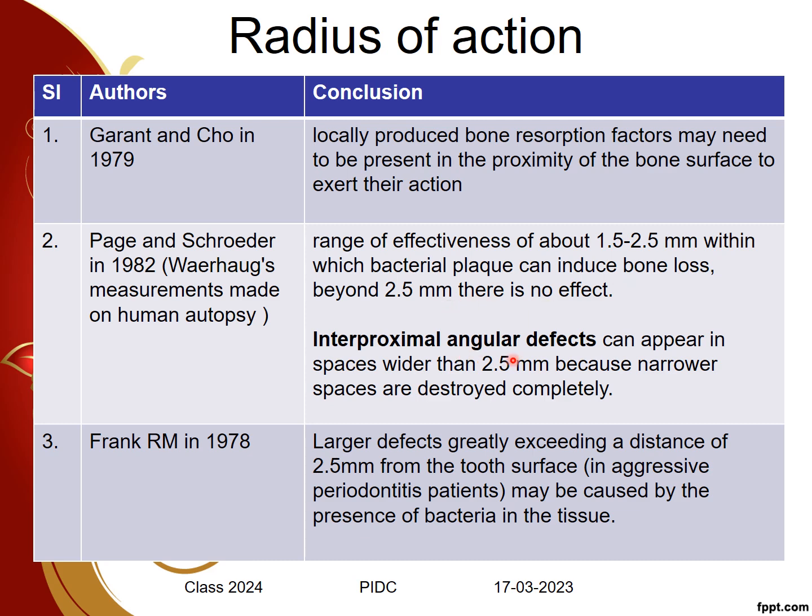But interproximally, since they are narrow, even angular defects can appear in spaces wider than 2.5 also, because narrower spaces are easier to destroy. In larger defects greater than 2.5, if you find there is any destructive activity there, it is because of the bacteria present in the tissue that the bone loss is taking place. So this is about the radius of action.